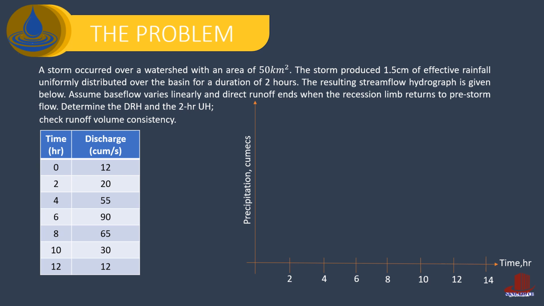Let's plot the hydrograph with 12 cumecs on T0, followed by 20 on T2, 55 on T4, and 90 on T6. This is the peak discharge. The other coordinates are 65 cumecs on T8, 30 on T10, and 12 on T12.